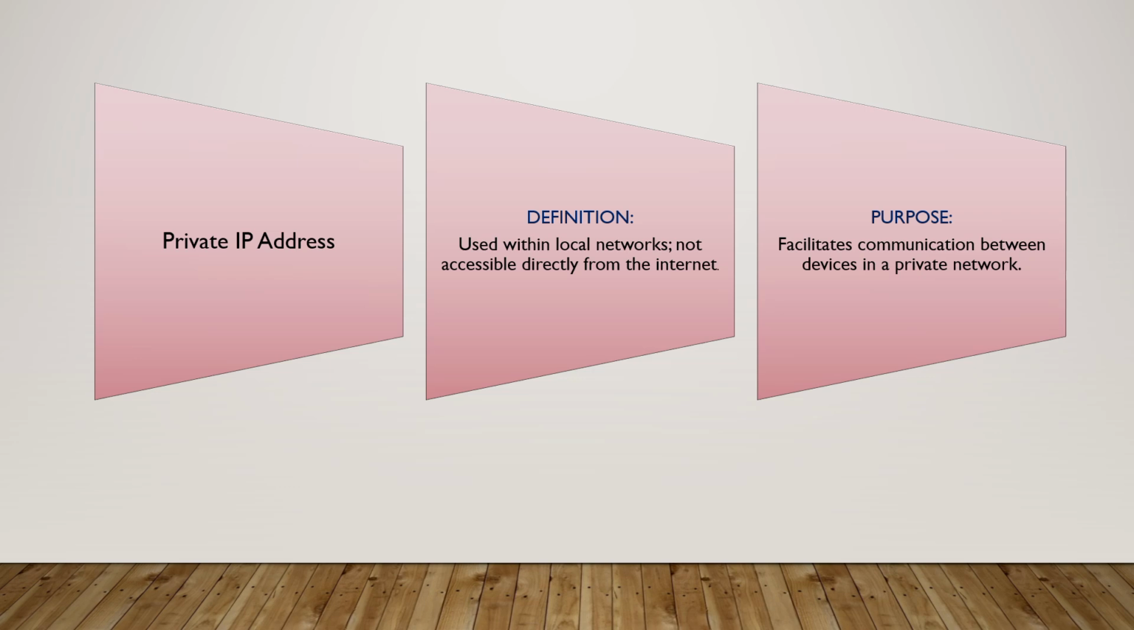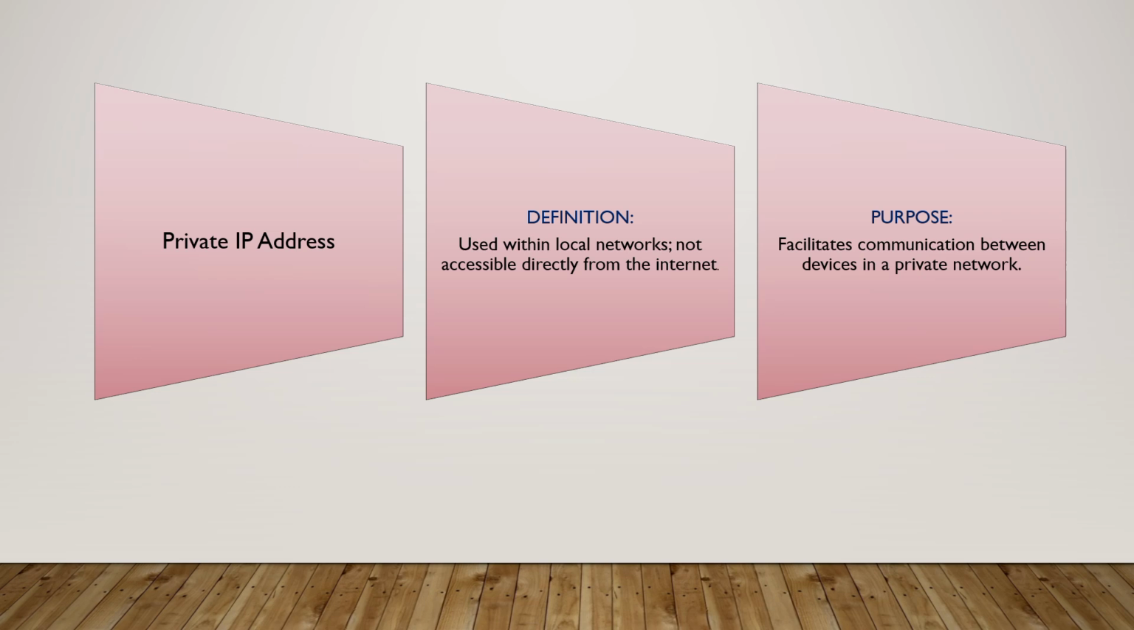The definition of private IP address. A private IP address is used within a local network, not accessible directly from the internet. That is to say, private IP addresses are commonly used for local area networks in residential, office and enterprise areas. Every device that connects to an internet network, such as computers, smartphones, tablets or printers.